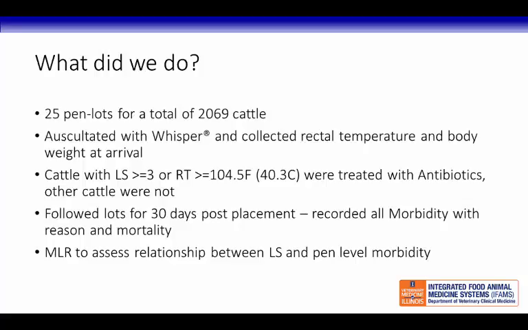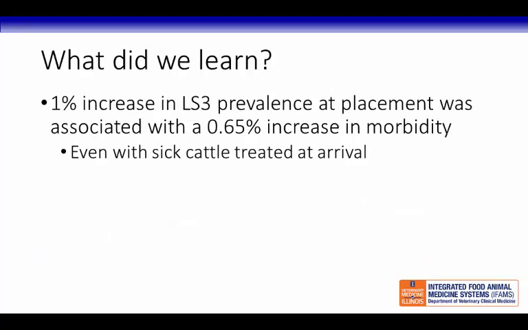Then we basically used multiple logistic regression and multiple linear regression to sort out lung score and pen level mortality against what happened, so we can identify it. A 1% increase in lung score prevalence resulted in about half of that increase in morbidity. So even though we treated the sick ones at arrival, we still had an increase in morbidity in those pens, but we only got about half of the increase. So it's not perfect. We're making some progress. We can identify risk. We just aren't good enough yet at our risk identification.